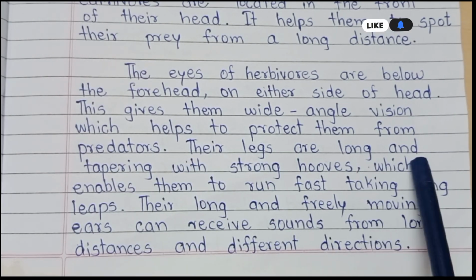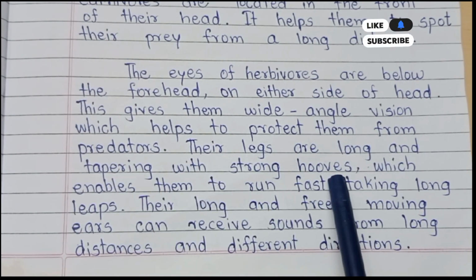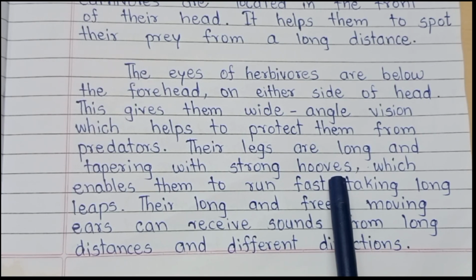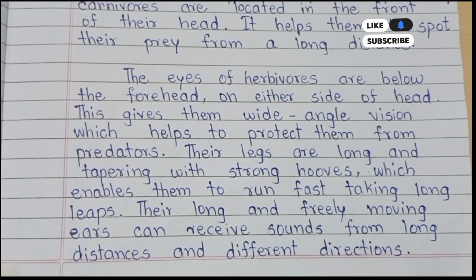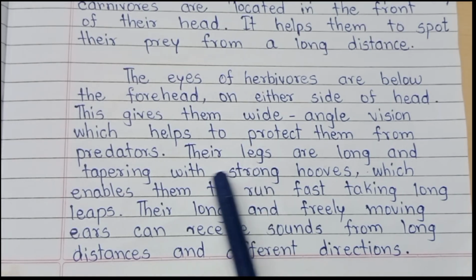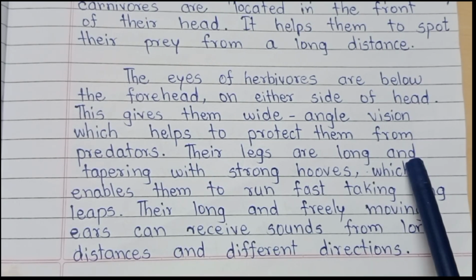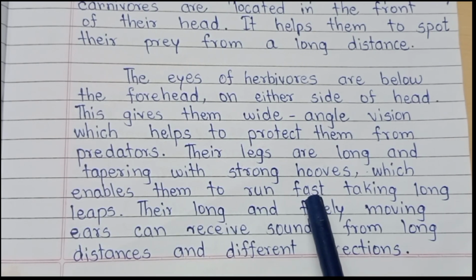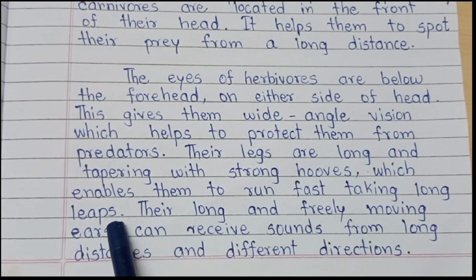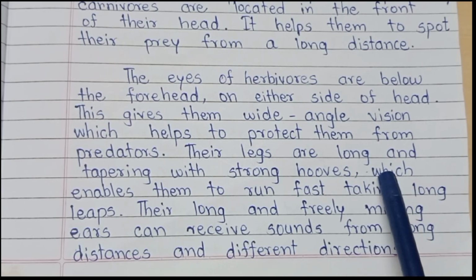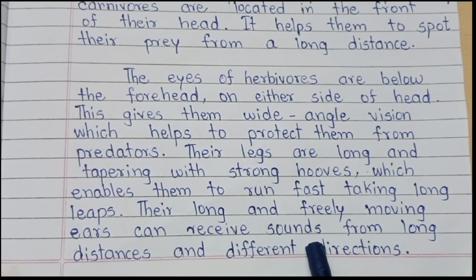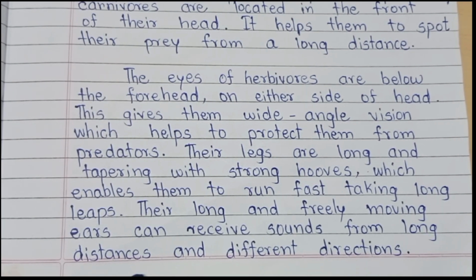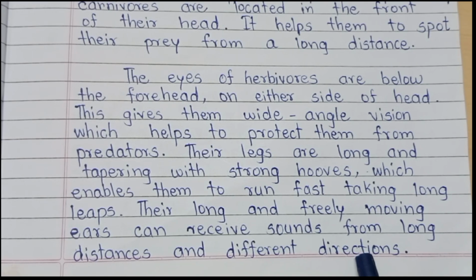Their legs are long and tapering with strong hooves. Hooves means what? The hard part of the foot, so they can run easily. Their legs are long and tapering with strong hooves, which enables them to run fast, taking long leaps. Their long and freely moving ears can receive sounds from long distances and different directions.